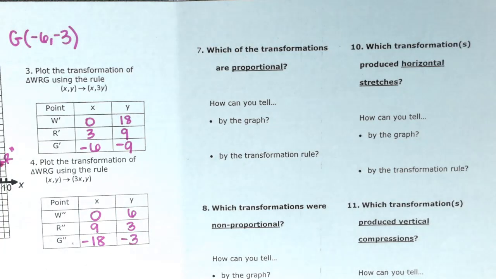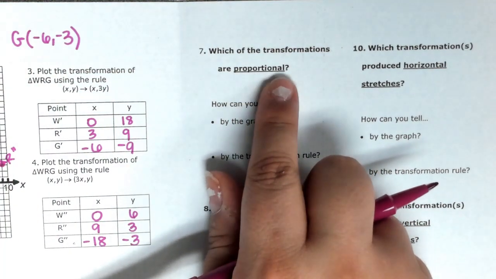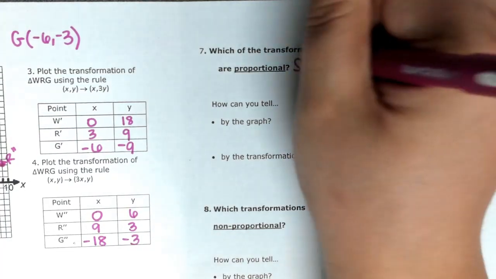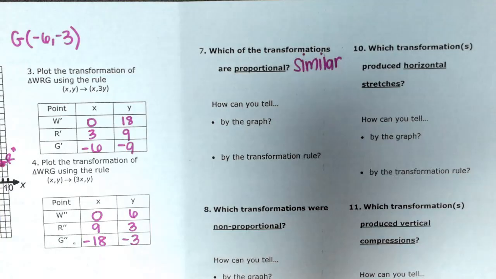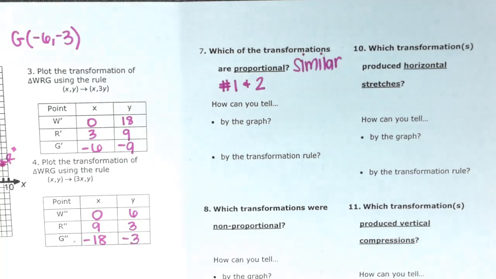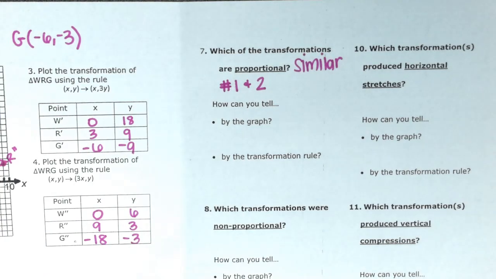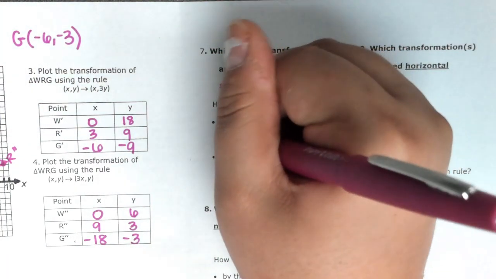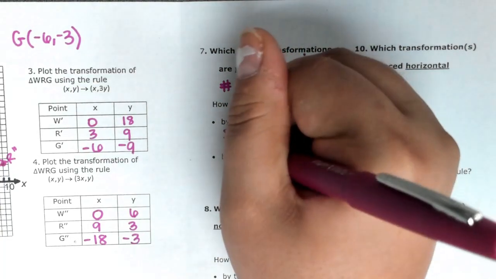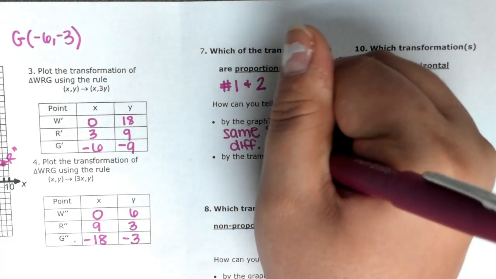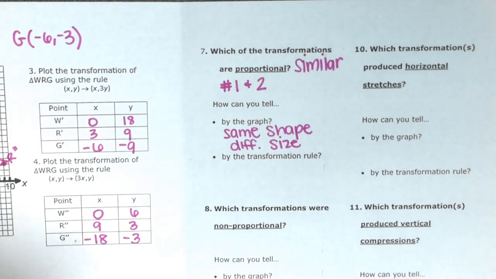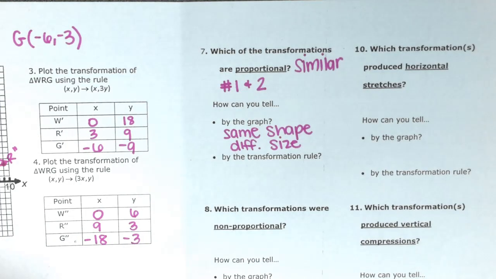So, first things first, which of the transformations are proportional? Proportional just means similar. Are any of these transformations similar? No. So the only ones that were similar were number 1 and number 2 on the front. Why? Because they were the same shape, different size. What about their equation makes them similar?